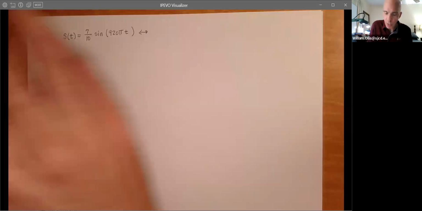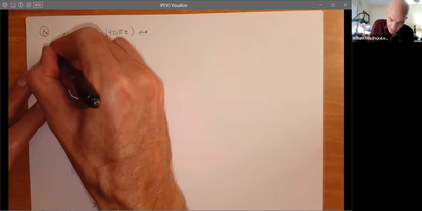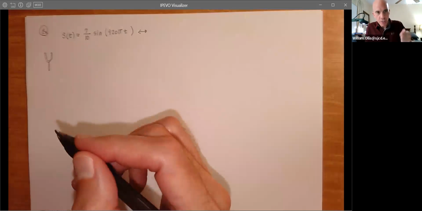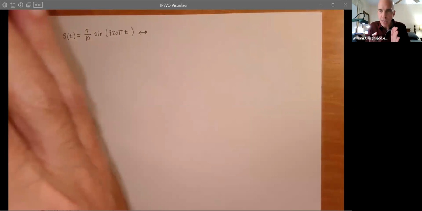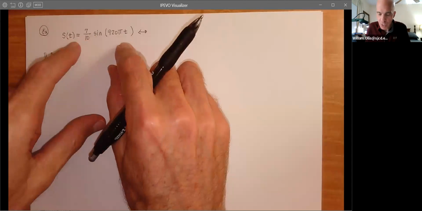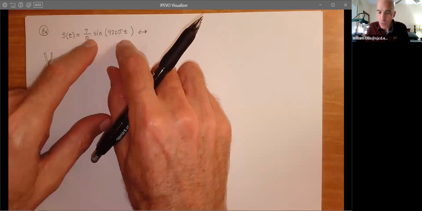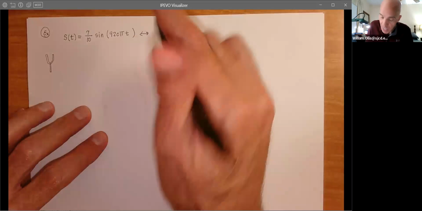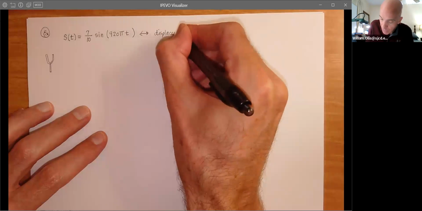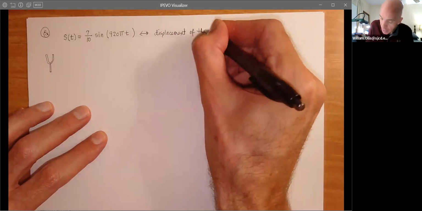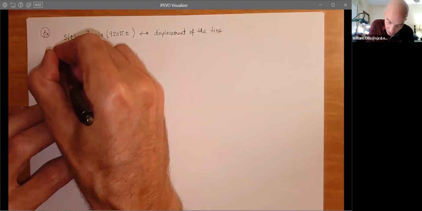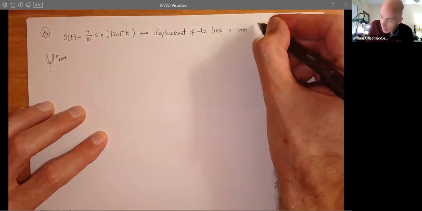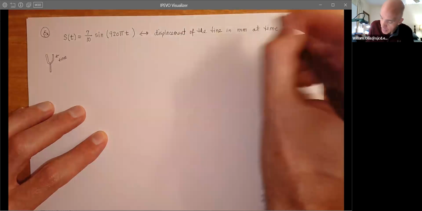This is basically a tuning fork. You know, tuning forks kind of look like this. You touch the tuning fork to a surface, and then it vibrates at a particular frequency. And what this function is doing is representing the displacement of the tine, the little branch there is called a tine. So this is the displacement of the tine in millimeters at time t seconds.